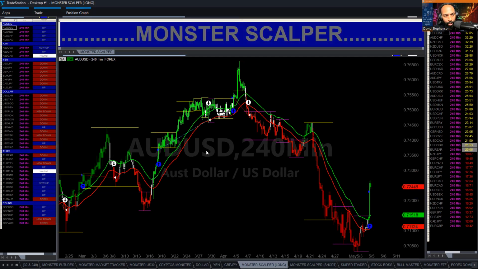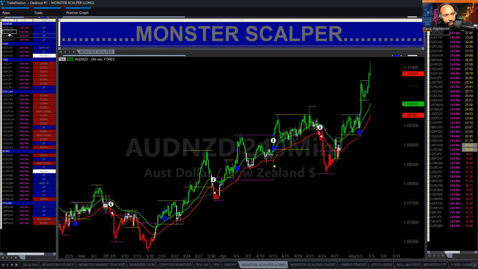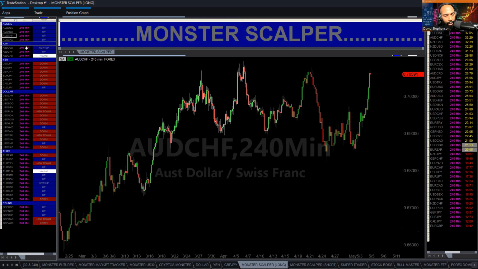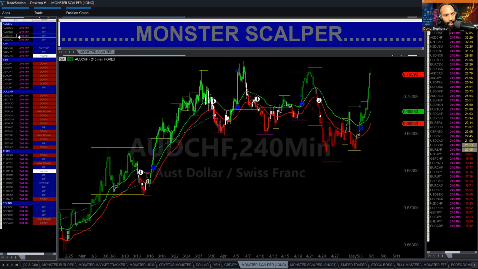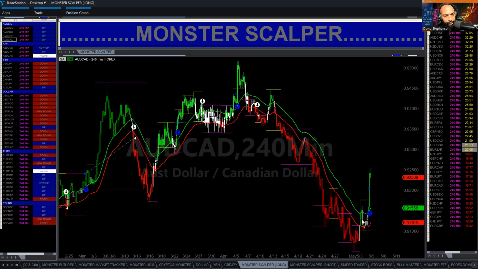Remember, markup, distribution, markdown, accumulation. Accumulation takes the price higher again. So what's happening here with the Aussie pairs? A lot of these Aussie pairs are now starting to move higher, so keep an eye on these Aussie pairs.